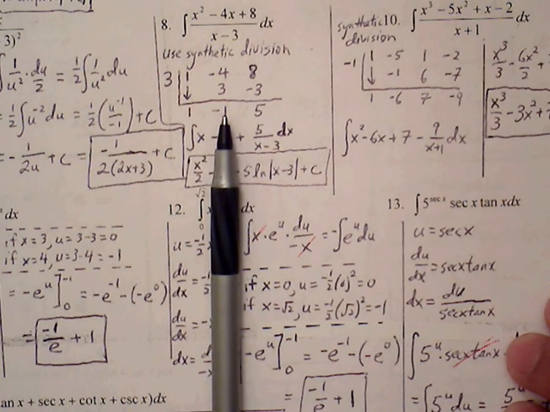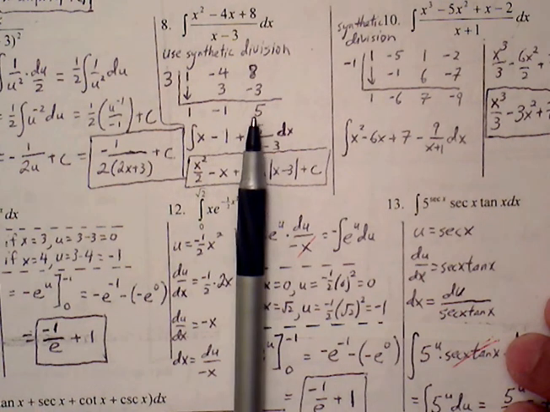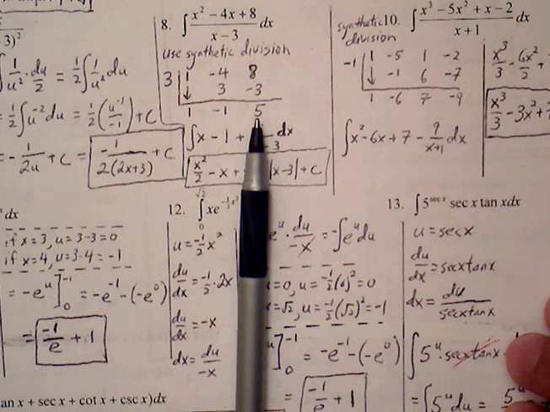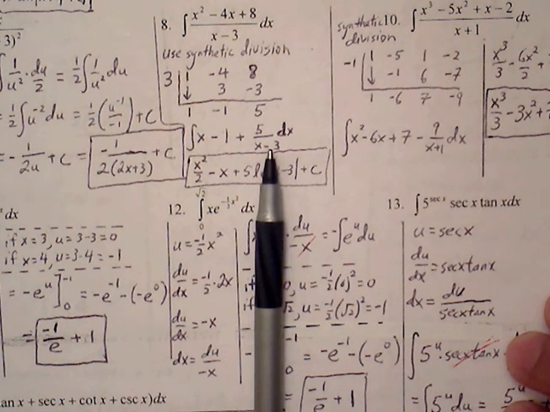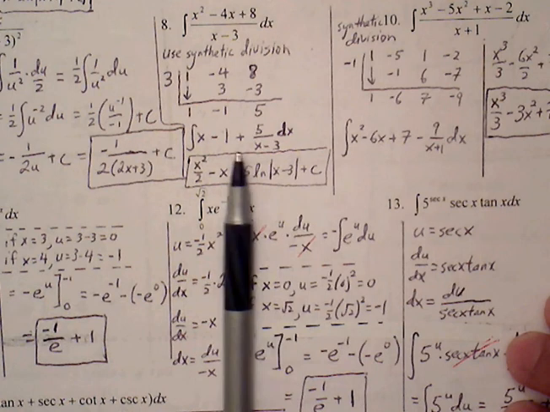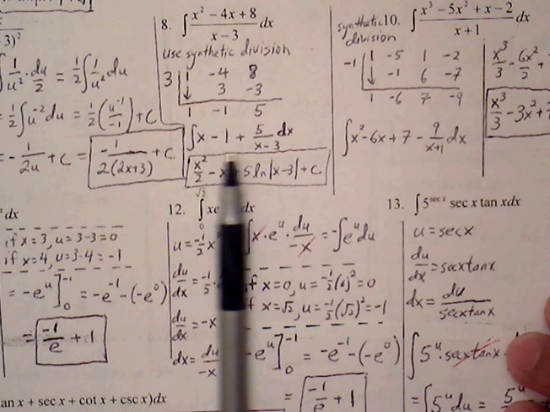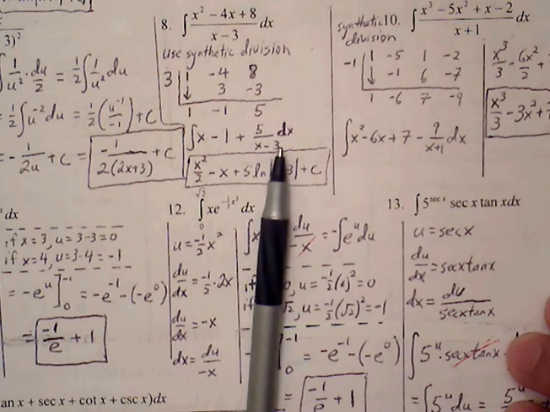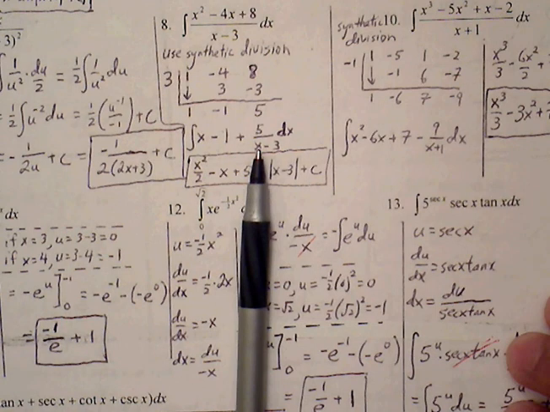And then the last term is going to be the remainder. So the remainder is 5, and we can't divide any further with the divisor, so we say 5 over x minus 3. Now all we've done so far is we have just rewritten the problem in a different form. We haven't done anything to solve yet, but this form is a lot easier for us to apply the rules that are available to us.